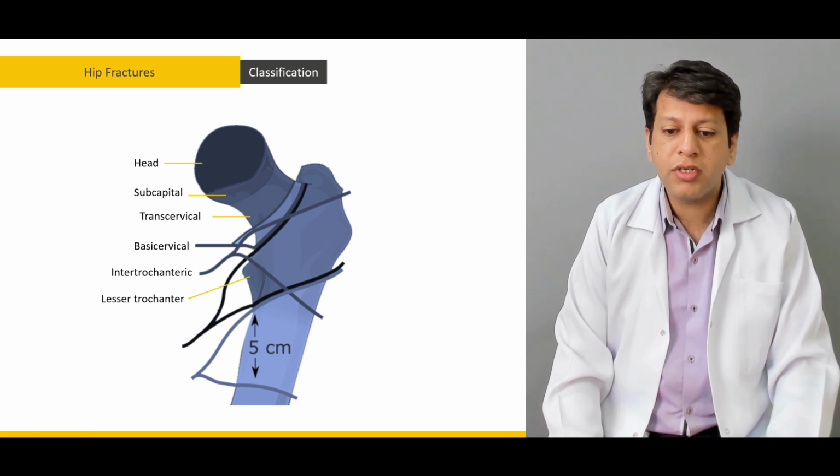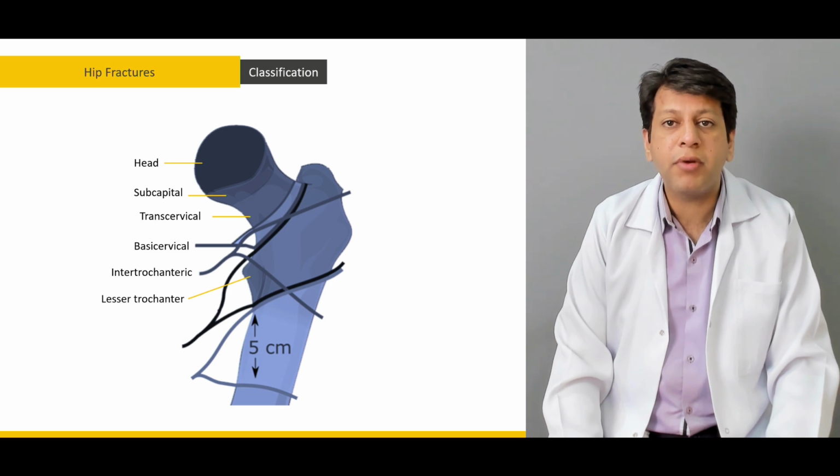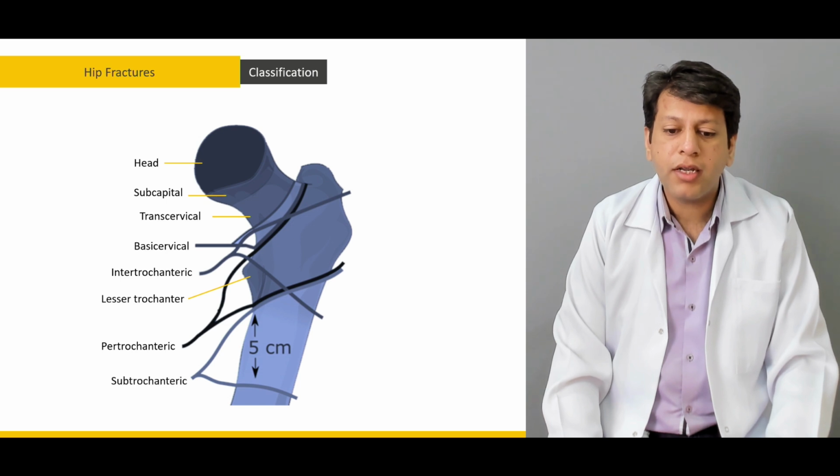As I told you, this becomes the intertrochanteric area between the greater and the lesser trochanter. Then there is a peritrochanteric and subtrochanteric area as well.